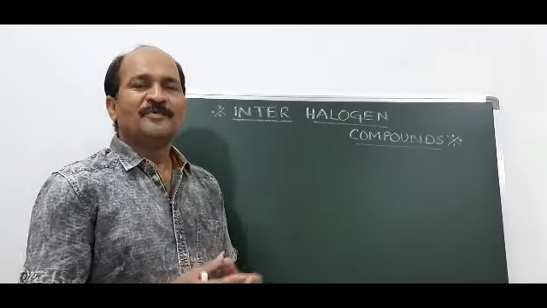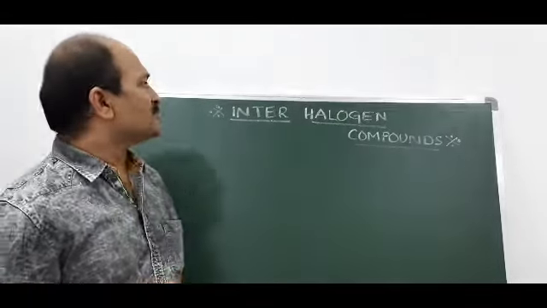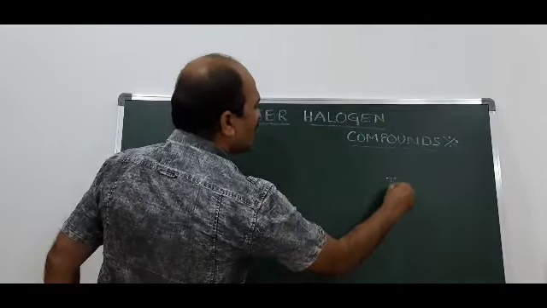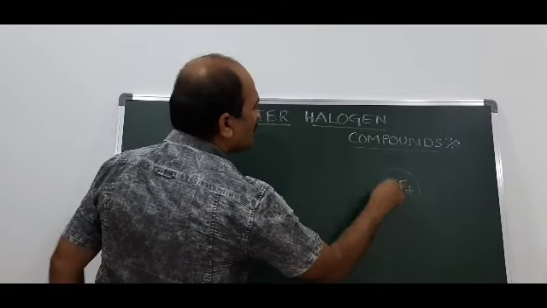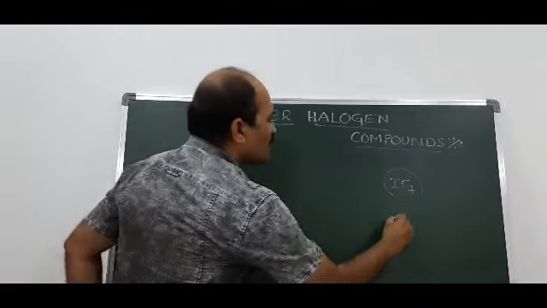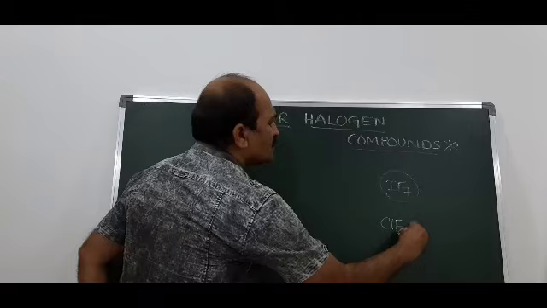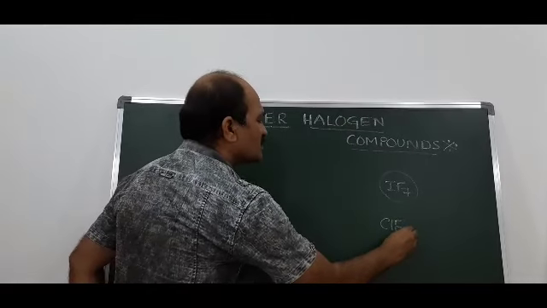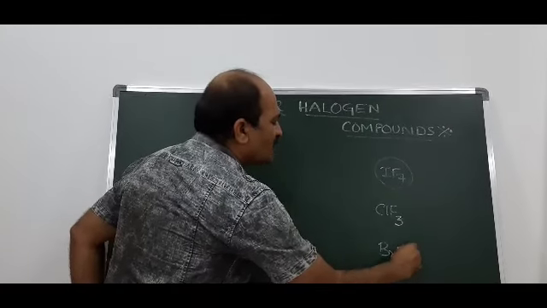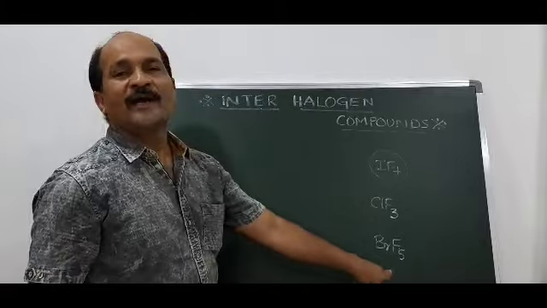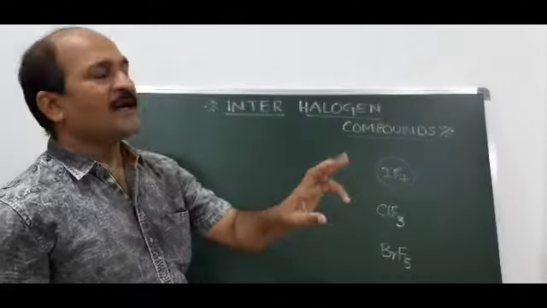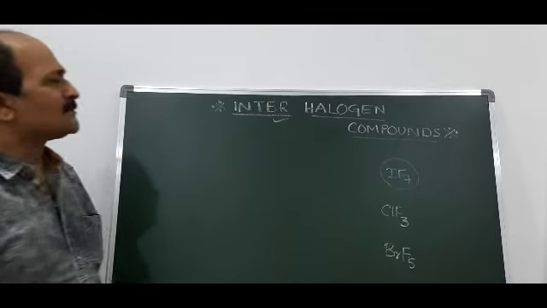A compound formed between the reaction of two halogen atoms is called an interhalogen. There are familiar examples, IF7. Here iodine and fluorine; these are formed by the action of iodine and fluorine. Take one more example, ClF5, and also ClF3, of course. ClF3: chlorine and fluorine. BrF5. These are formed by the action between two halogen atoms. Compounds which are formed by the action between two halogen atoms are called interhalogen compounds.